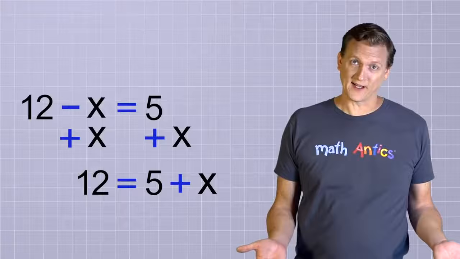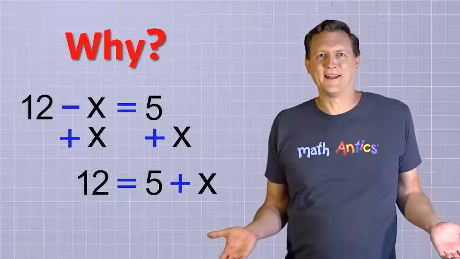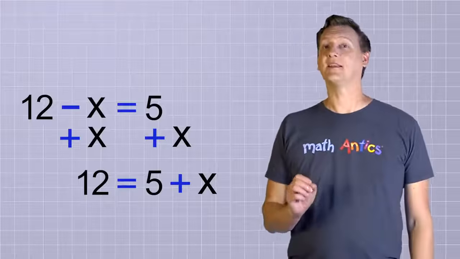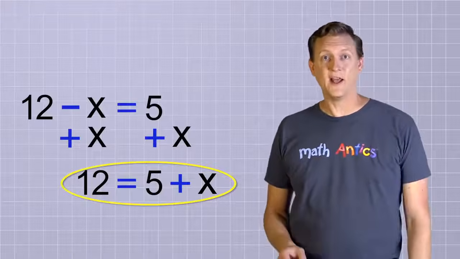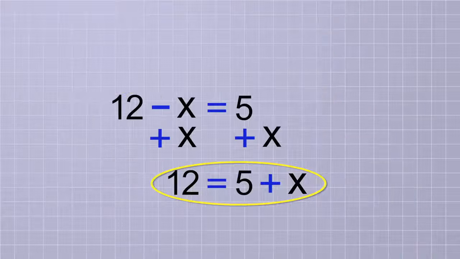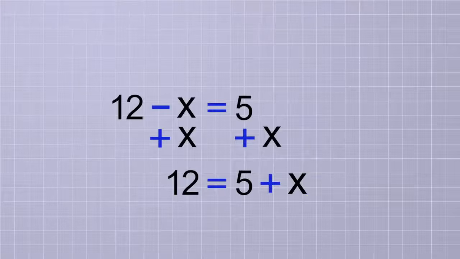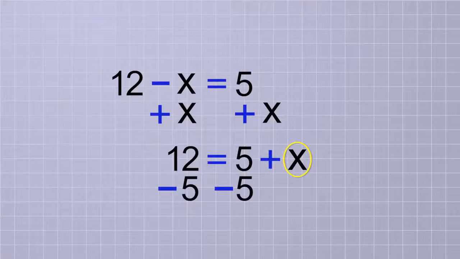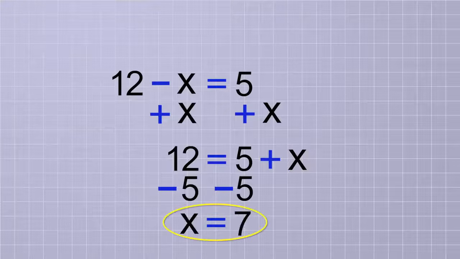And you might be thinking, but why would we do that? That didn't even solve our equation. That's true. But it changed it into an equation that we already know how to solve. Now it's easy to see that we can isolate the unknown just by subtracting 5 from both sides of the equation. And that will give us 7 equals x, or x equals 7. It just took us one extra step to rearrange the equation, but then it was easy to solve.